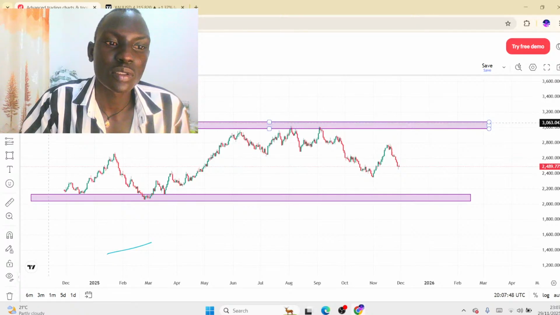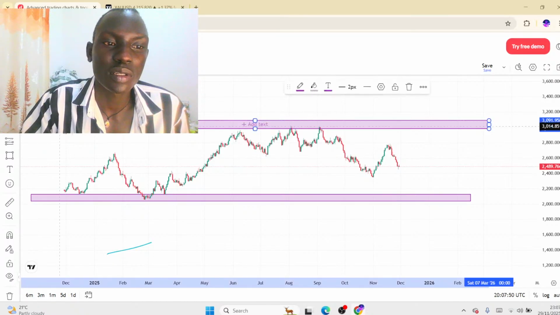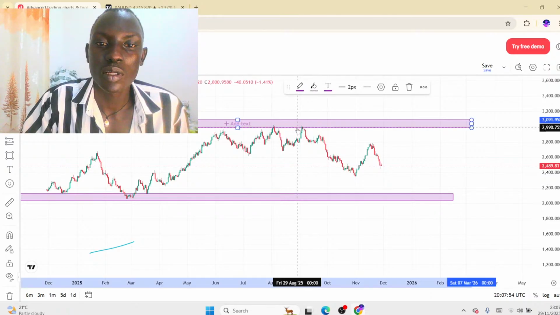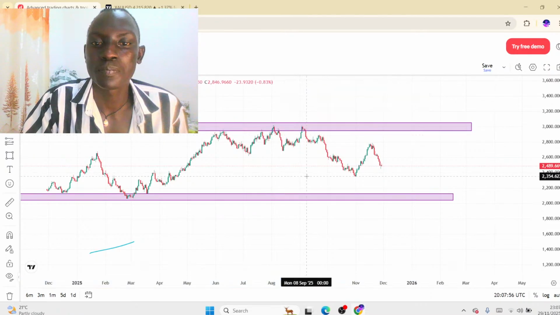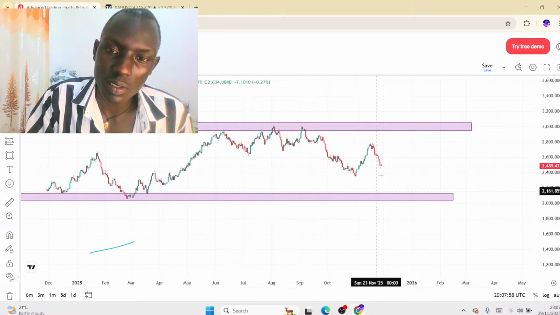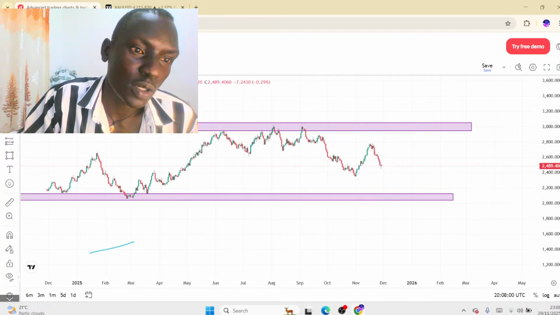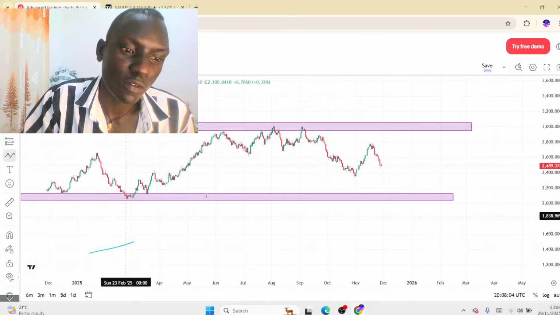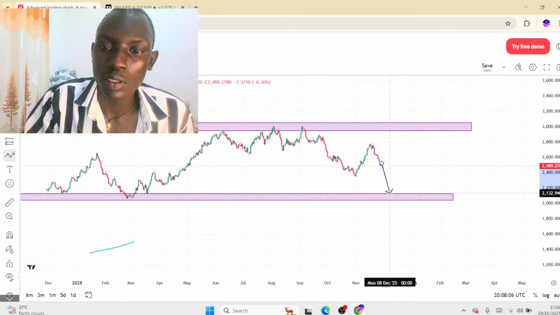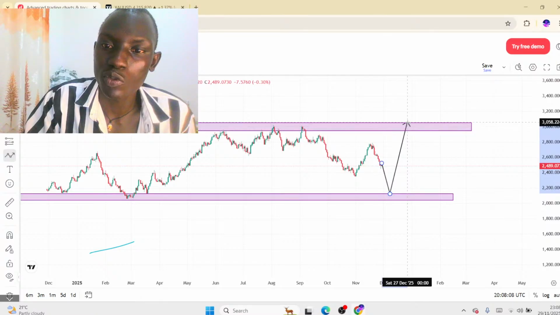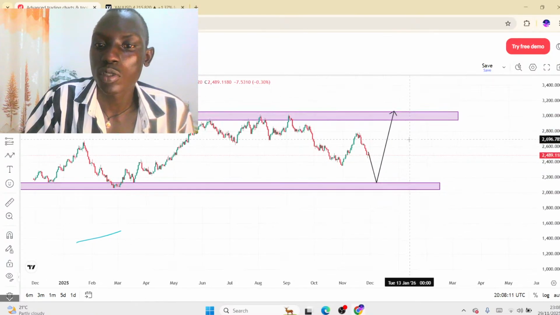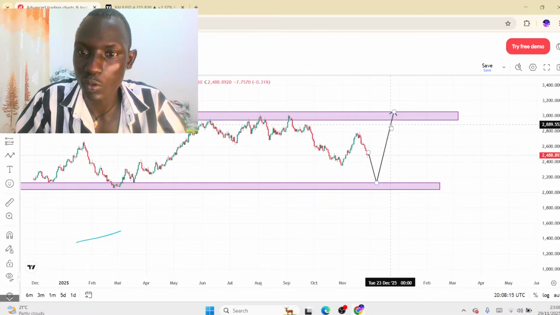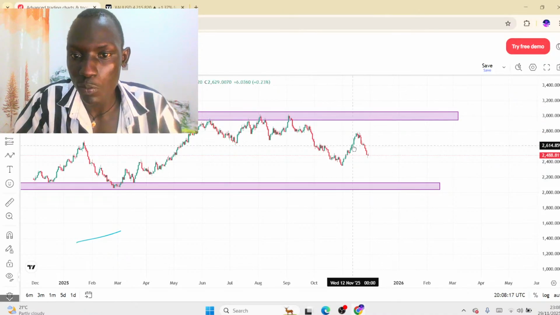So that is the second zone, which is the resistance right now. Now what are we waiting for? We are waiting for a move to happen, hit this, and then we can buy. So that is what we are waiting for. But now we are currently selling, so we shall look for sales from here.